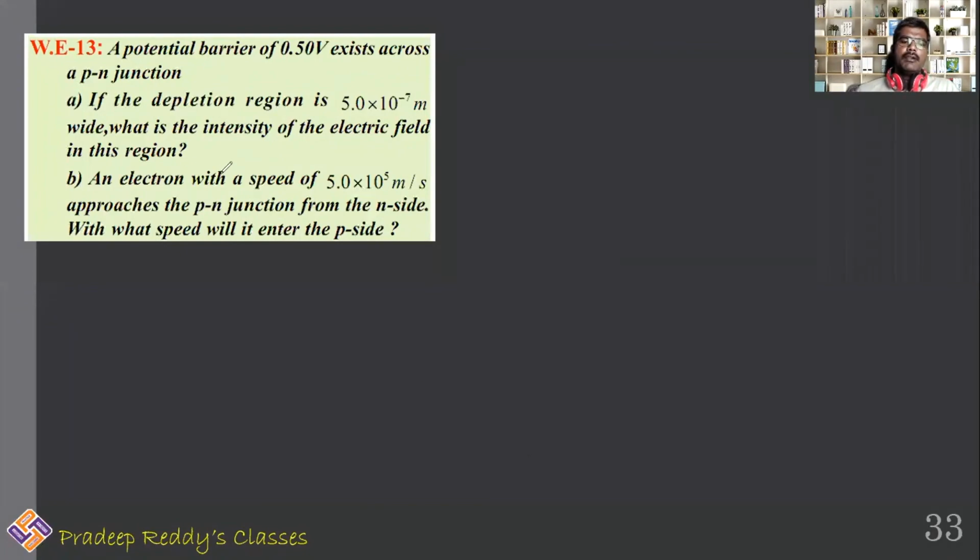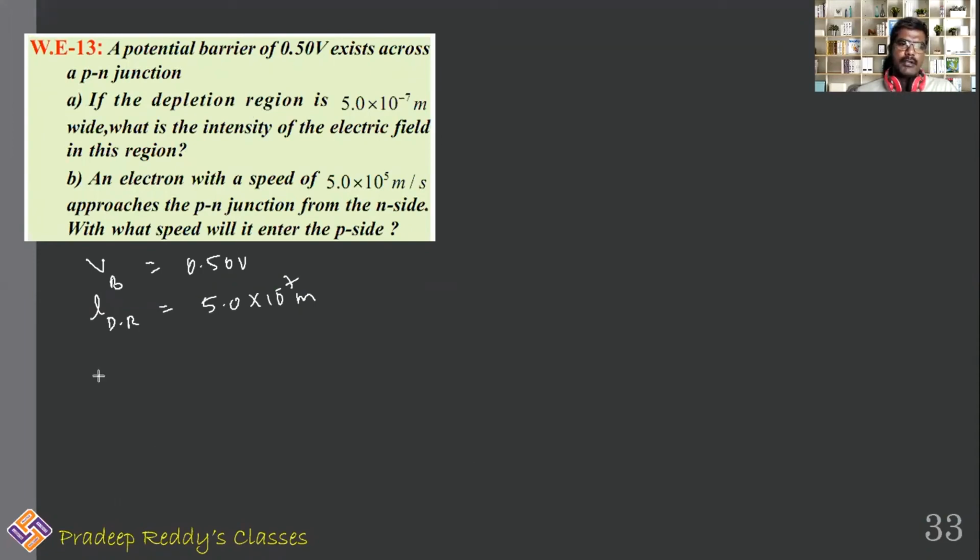A potential barrier of 0.50 volt exists across a PN junction diode. So barrier potential is given, which is equal to 0.50 volt. If the depletion region is 5 into 10 power minus 7 meter wide, so that means length of the depletion region is equal to 5.0 into 10 power minus 7 meter. What is the intensity of the electric field in this region?